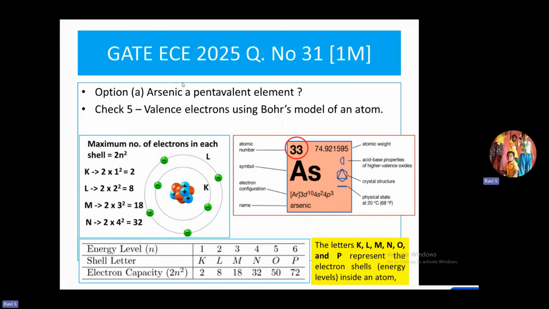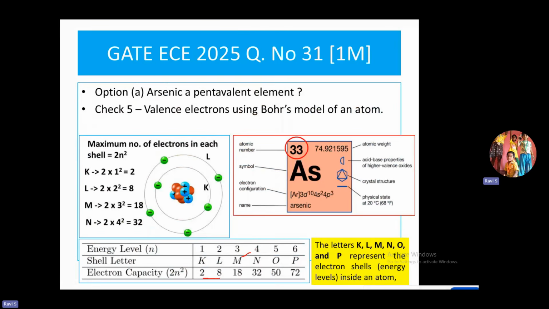Whenever we want to identify whether a given element is suitable for N-type dopant, then it should be a pentavalent element. Pentavalent element means an atom which is having 5 valence electrons. So here, if we check with atomic number of arsenic, it is 33. So splitting the 33 electrons into various orbits, the kth orbit is having 2 electrons. Then the lth orbit is having 8 electrons, followed by the mth orbit is having 18 electrons.